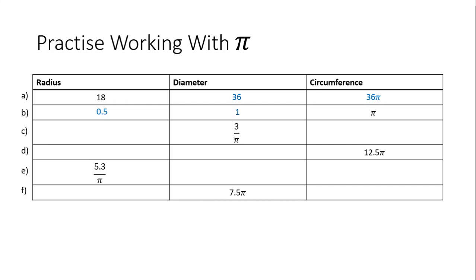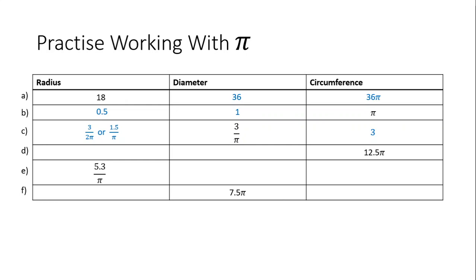Next row, if the diameter is 3 over pi, the radius is going to be half of that. So either 3 over 2 pi, just putting a 2 on the bottom of that fraction would be the same as dividing by 2. Or some of you might have written this as, it's a bit of an improper fraction, putting a decimal in a fraction, but half of 3 is 1.5, so 1.5 pi. And the circumference is the diameter multiplied by pi, so that's just going to be 3. See how nice that that's simplified?